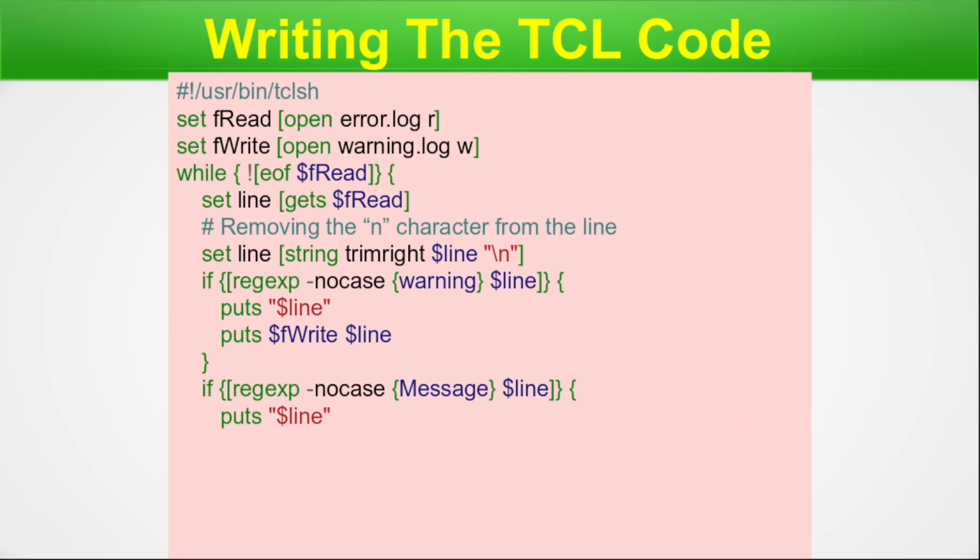Now we print the line in the terminal and then we write the same line in the output file with the file handle fwrite and we close it. And here we close the while loop. Finally, we close the file handle fread and we close the file handle fwrite. So this way our code is written. We are done with the explanation of the code here. Let's move on to the next slide.